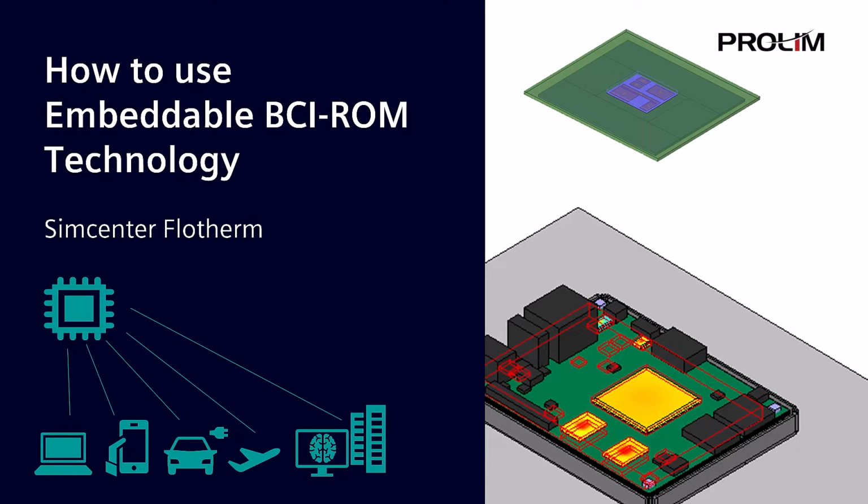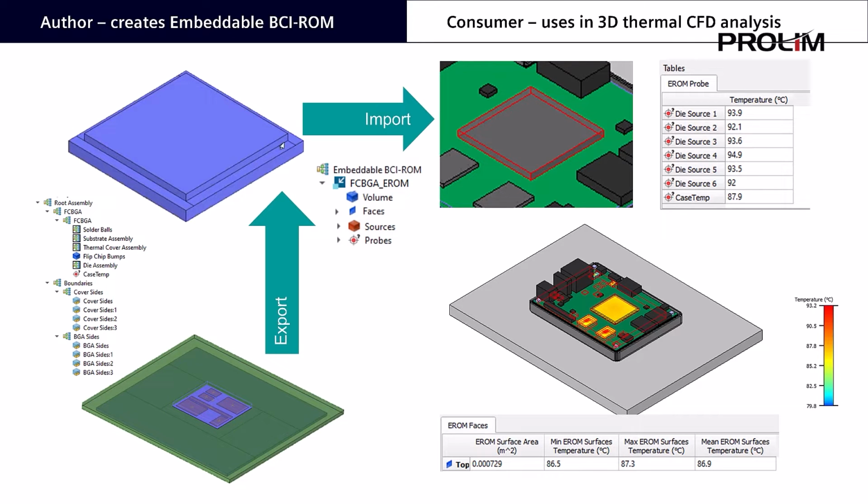Embeddable Boundary Condition Independent Reduced Order Model, or Embeddable BCI-ROM technology, makes it possible to achieve predictive accuracy in static or transient system-level thermal analysis without the internal specifics of the physical detailed model. In this video, the workflow to create and then use an embeddable BCI-ROM in a system-level design is demonstrated.